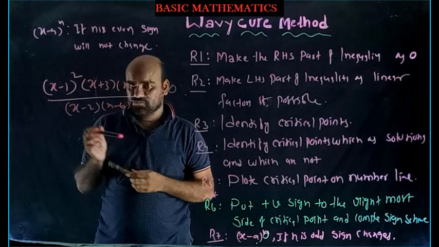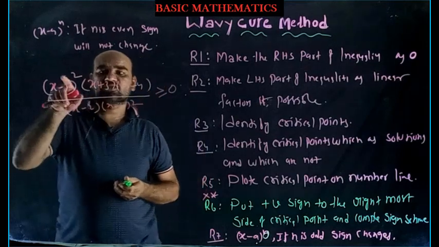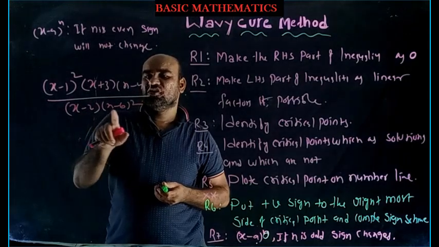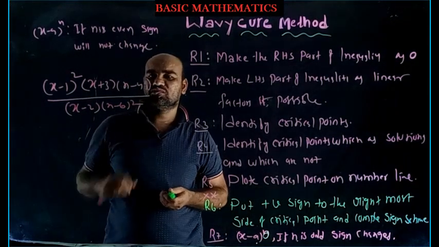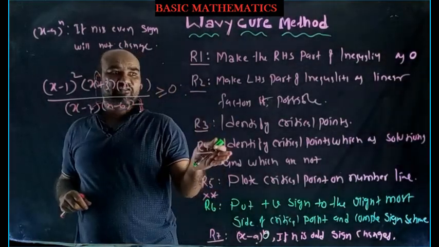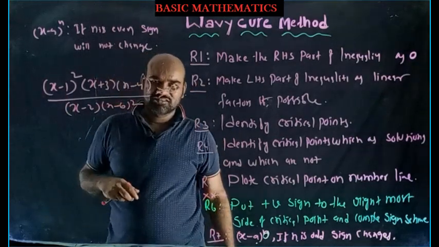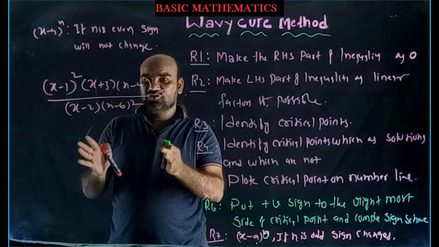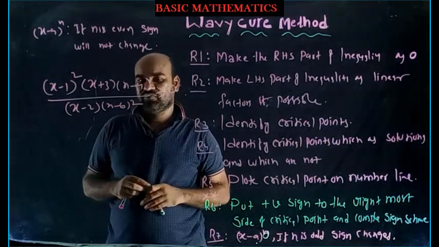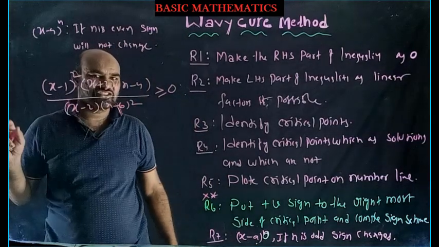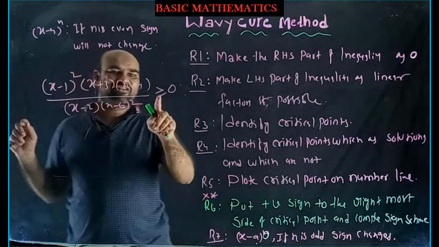Students, another problem. x minus 1 whole square into x plus 3 into x minus 4 into x minus 2 into x minus 6 whole square greater than or equal to 0. Without using the Wavy Curve method, solving this is very difficult. By using the Wavy Curve method, within 2 steps you can complete the problem. So the given problem is in standard form. No need to change.